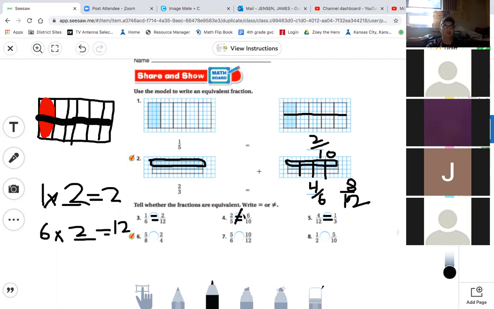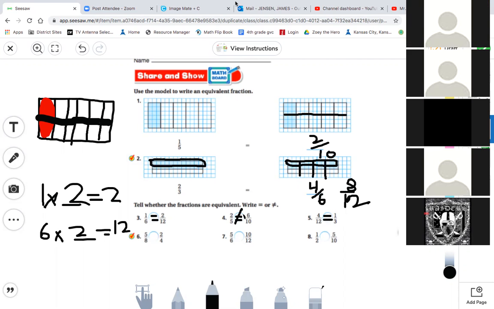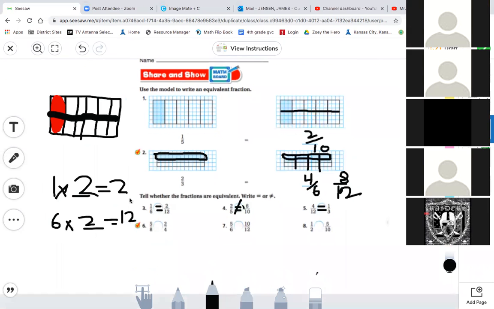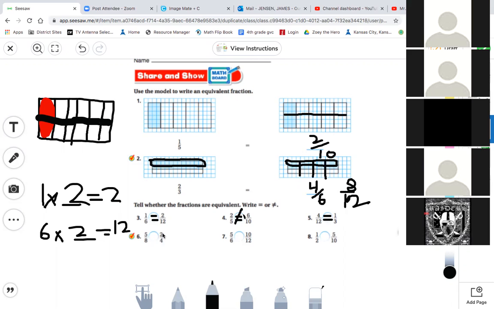5/8, 2/4, equivalent or not equivalent? Can you multiply numerator and denominator by the same thing? Can you multiply 2 and 4 by the same thing and get 5 and 8? Here's a question. Can you multiply 2 by anything and get 5? No. So they're not equivalent because you can't multiply 2 by anything and get 5.